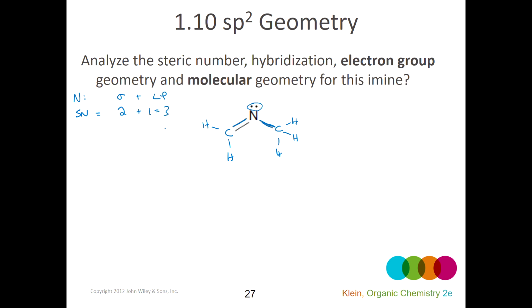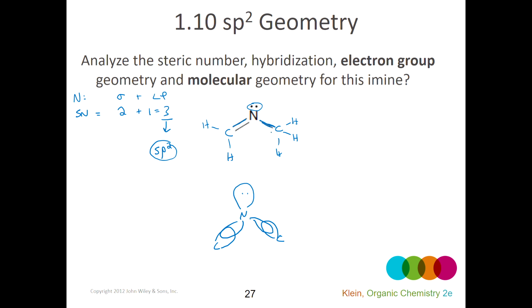So the steric number is 3, and when the steric number is 3, it's sp2 hybridized, right? The total number of s's and p's mixed in should equal the steric number. And so that means if I were to look at the shape of this nitrogen, if it's sp2, then there's 3 sp2 orbitals sticking out in space at roughly 120 degree angles. One would hold a lone pair, and one would involve head-on overlap with this carbon. The other would involve head-on overlap with the other carbon. And so the electron group geometry would be planar.